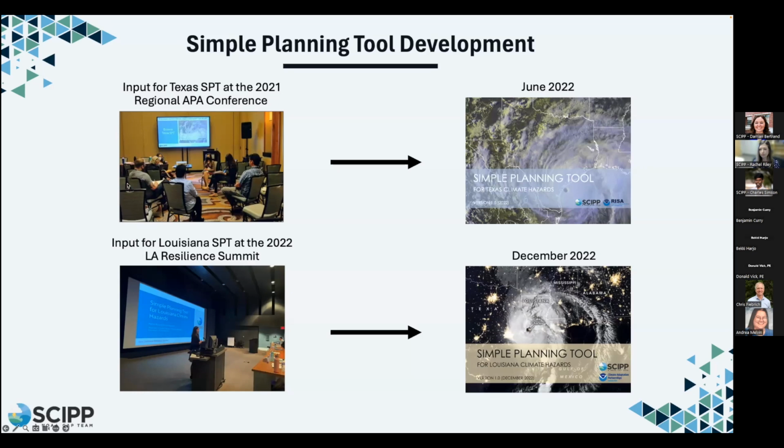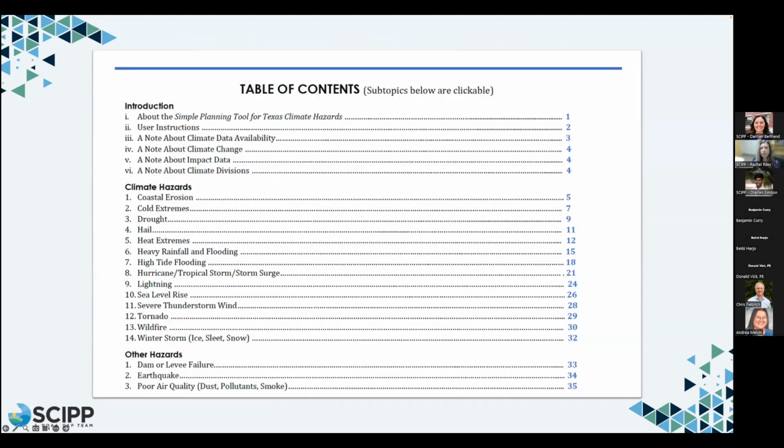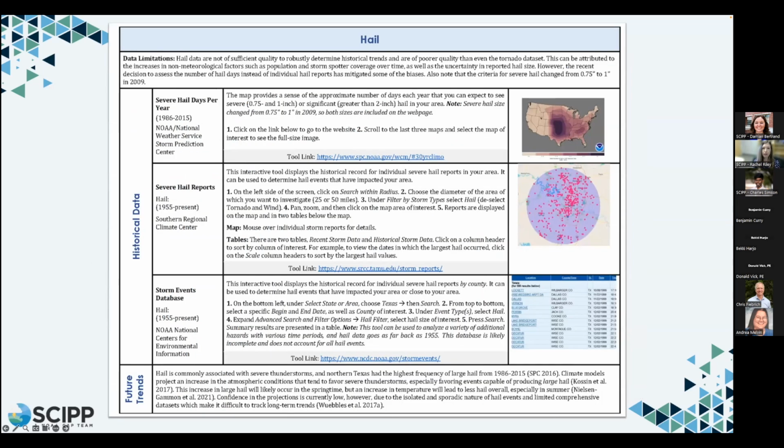Next slide. So this is what the table of contents looked like on the original PDF version. Most of the tool points to climate hazard data, as I'll get to in a moment, but this table of contents was clickable. And then next slide, you'll see an example of what one of the hazard pages was.